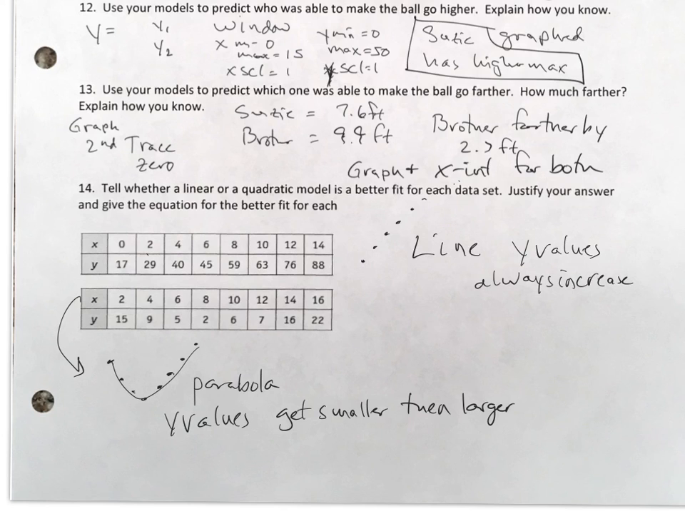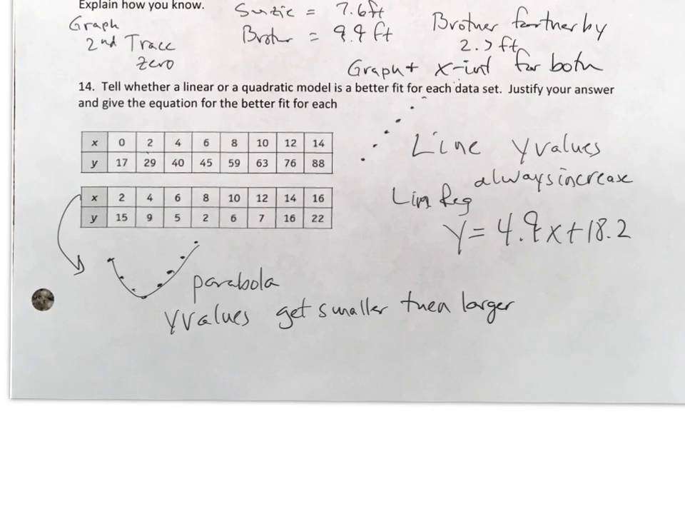And so for the linear regression, this is a simple one, nothing squared. It's y equals 4.9x plus 18.2. This is your quadratic regression, the one we just did with the football. This is y equals 0.31x squared minus 5.01x plus 23.79. I did it to 2 decimal places because it doesn't really say to go to 1 decimal or 2. So if you want to go to 2, you can go to 2.